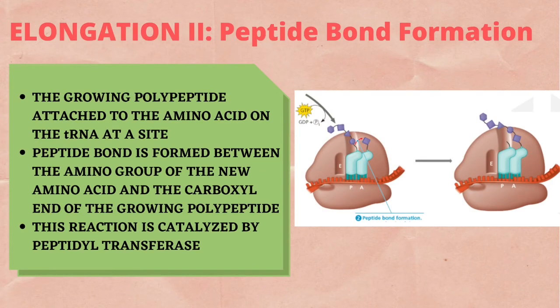Elongation 2. Peptide bond formation. The growing polypeptide attached to the amino acid on the tRNA at A site. Peptide bond is formed between the amino group of the new amino acid and the carboxyl end of the growing polypeptide. This reaction is catalyzed by peptidyl transferase.